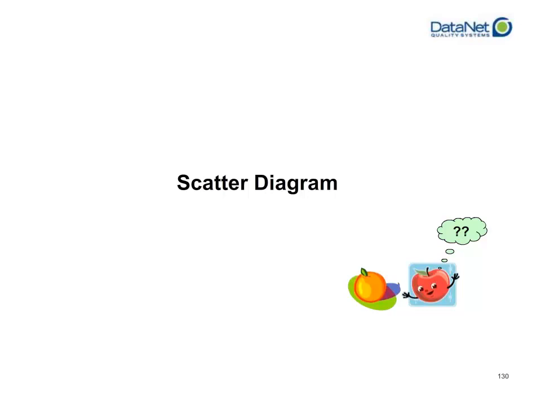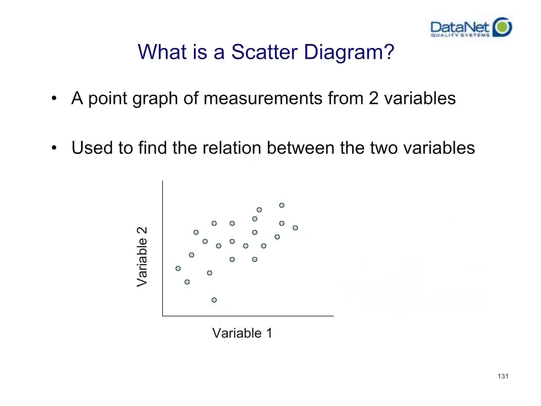The last of the SPC tools that we're going to be covering in this class is the use of scatter diagrams. What is a scatter diagram or a scatter plot? It's a point graph of measurements from two variables, and you use this point graph to find whether or not there is a relationship between those two variables, and if so, what is the nature of that relationship.